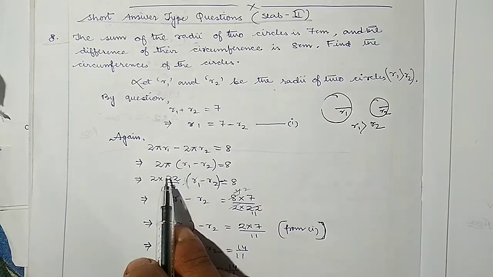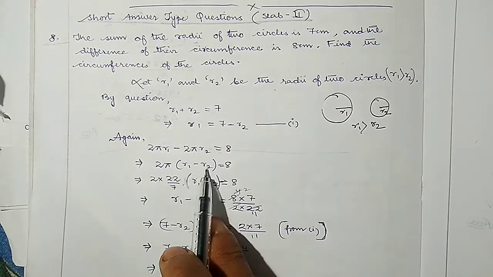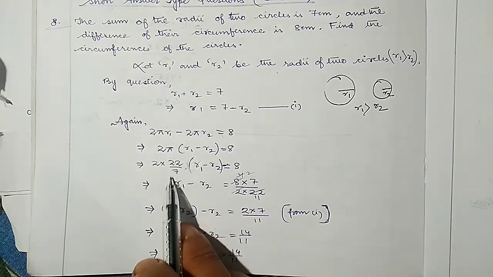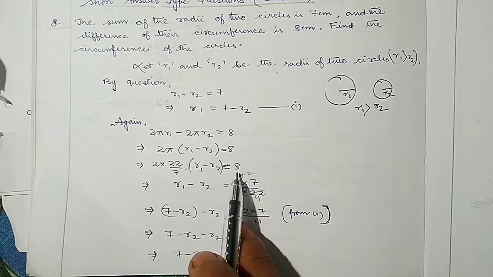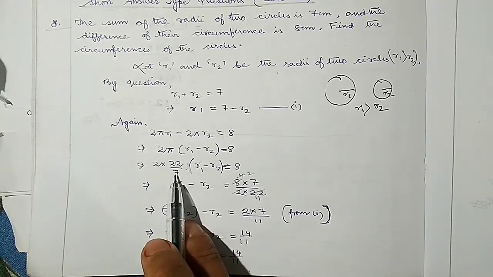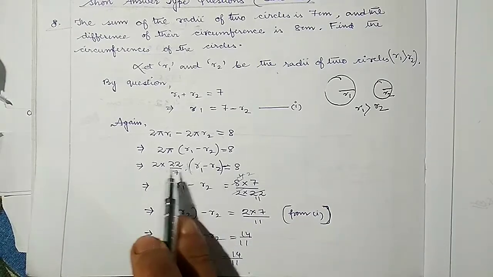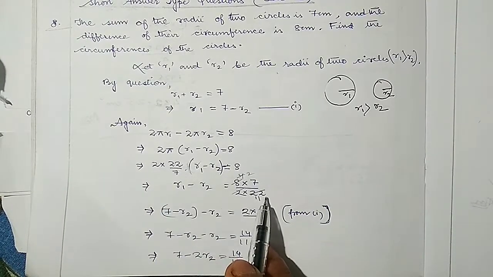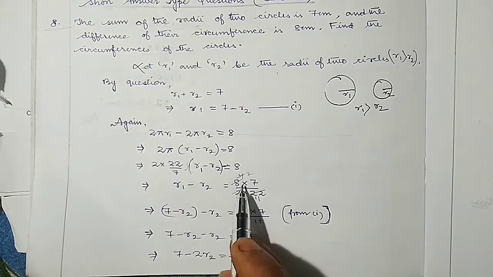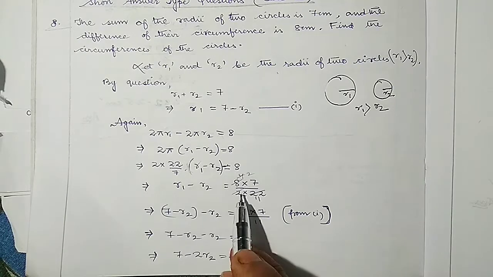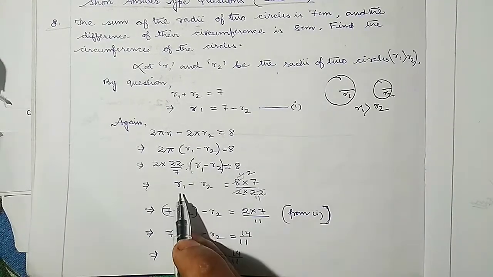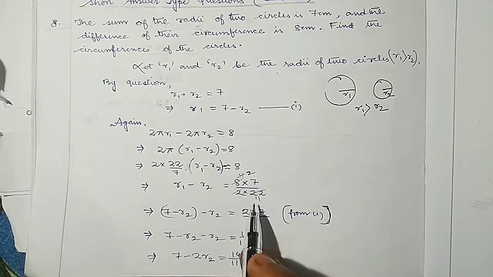From here we can take 2 pi common, it will be 2 pi into r1 minus r2 equals 8. So instead of pi we can write 22 by 7: 2 into 22 by 7 into r1 minus r2 equals 8. If I cross multiply, 7 will be in the numerator, and 2 and 22 will be in the denominator. Now if I cancel 22 by 2 we get 11 here. If I cancel 8 by 2 I get 4. Again this 2 and 4 can be cancelled, so we get 2 here. So r1 minus r2 equals 2 into 7 by 11.